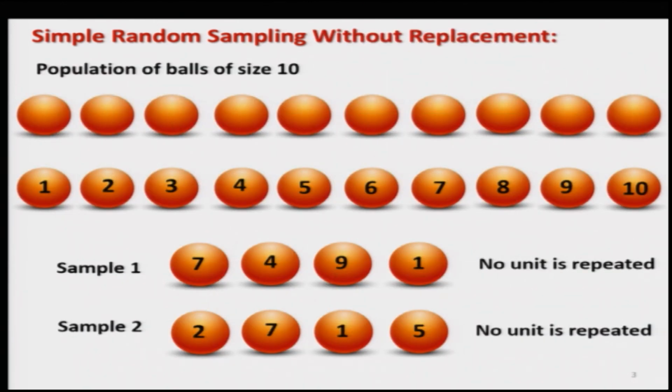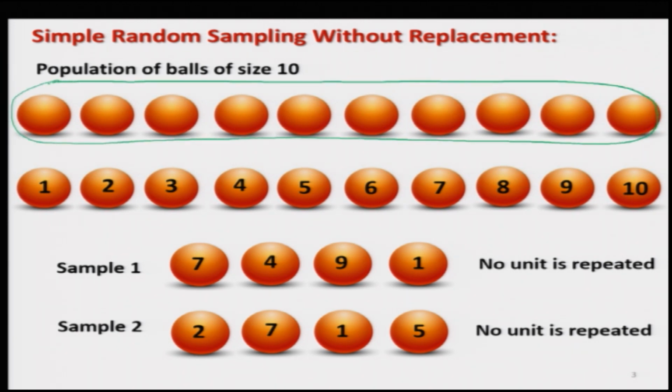Now, let me take one more example, and I will try to clear some more concepts. Right. So, you can see here, I am considering a population of size 10, in which I have considered these 10 balls. They are all the same color, red. And now, my objective is this: I would like to draw a sample of size 4 using SRSWOR.